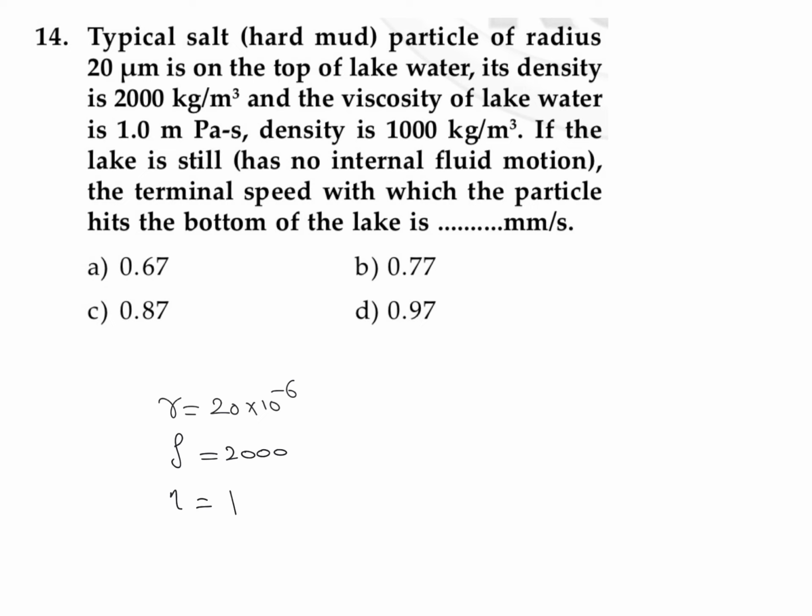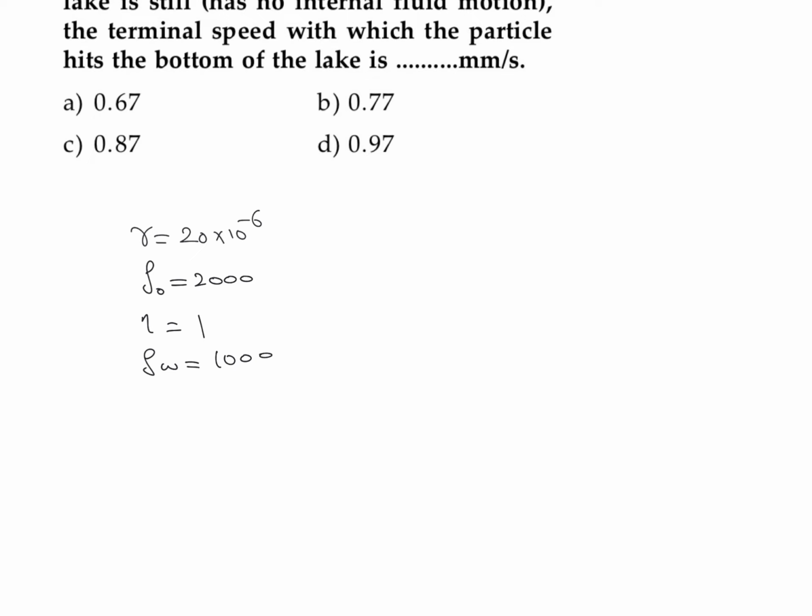The viscosity of lake water is this one, and the density of the object is given as 2000, not the density of water, and the density of the salty water is given as, let's say, around 1000. The lake is still, that means there is no internal fluid motion. The terminal speed with which the particle hits the bottom is... So our aim is to find out the value of terminal velocity attained by this. So we can use the equation for terminal velocity.